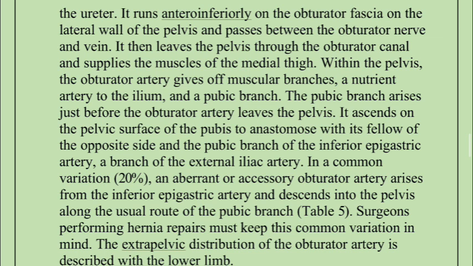The surgeons always note that when performing hernia repairs, they keep this common variation of the obturator artery in mind, so that they will be mindful of it and avoid it, so that you don't end up cutting it, and if not, your patient will not be happy at the end of the day, as he will bleed unnecessarily. The extrapelvic distribution of the obturator artery is actually not our business here, because it goes to the lower limb.